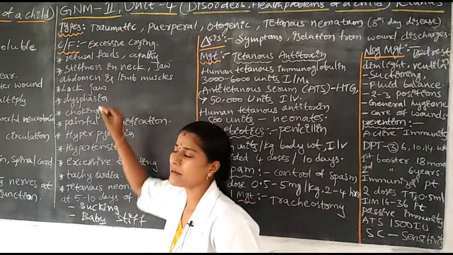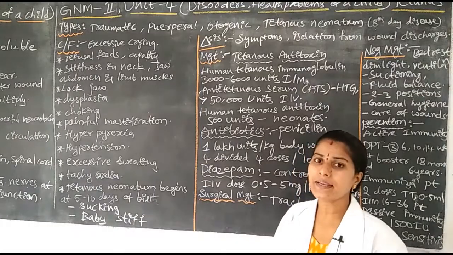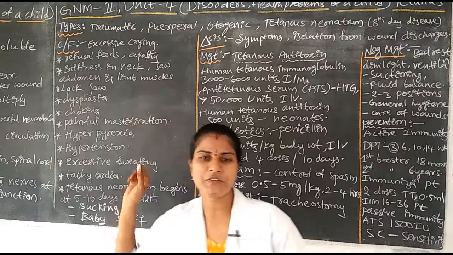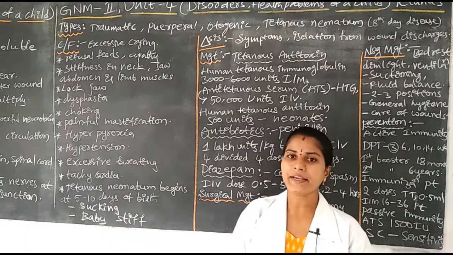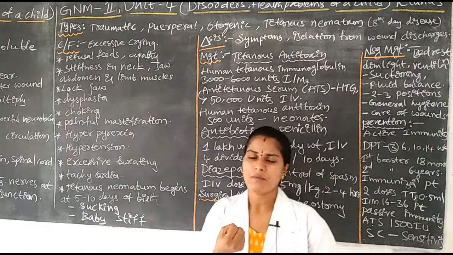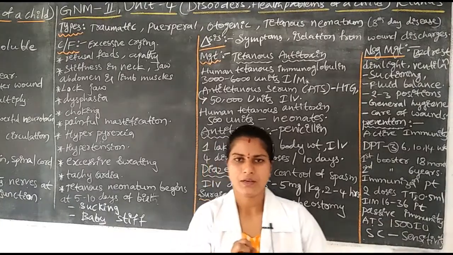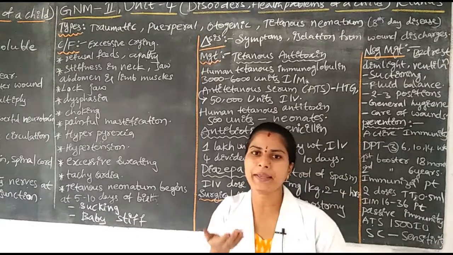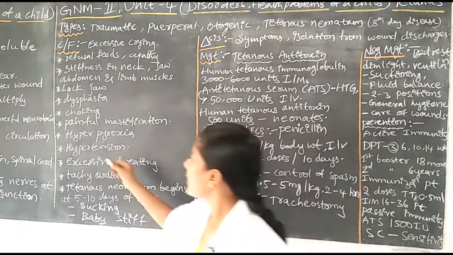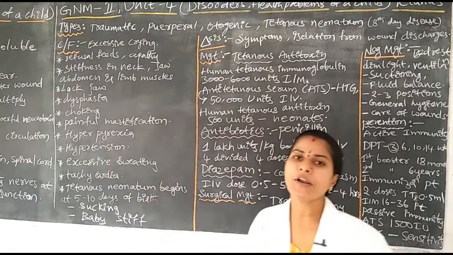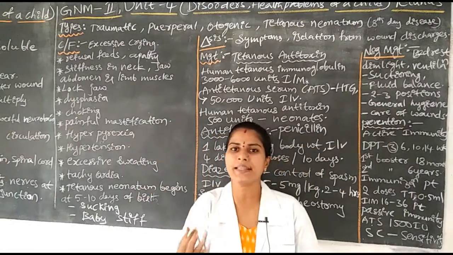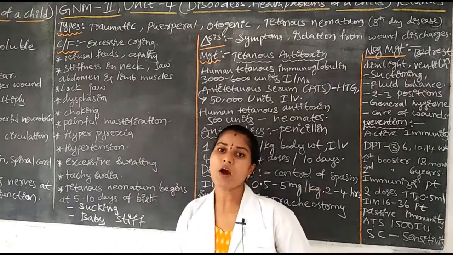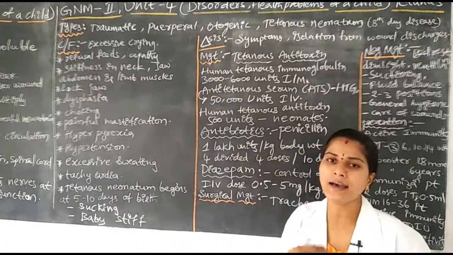Next, another symptom, choking, meaning difficulty in breathing. Another symptom, painful mastication. Mastication is nothing but chewing. When they are chewing food, they have severe pain. Next, hyperpyrexia, the body temperature is increased above normal. Next, hypertension. The BP is increased above normal.